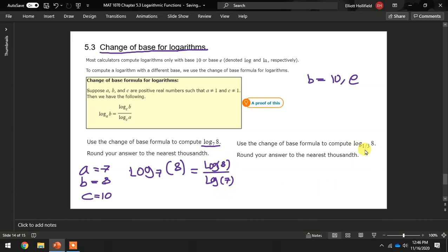Now let's change this one here. We have the log base 1/3 of 8. And so a is equal to 1/3, b is equal to 8, and now let's use c is equal to e. We'll use the natural logarithm. Our change of base formula says this will become the natural log of 8 divided by the natural log of 1/3. And now we've put this one into a form that you can plug into the calculator. And I'll let you do both of those calculations.